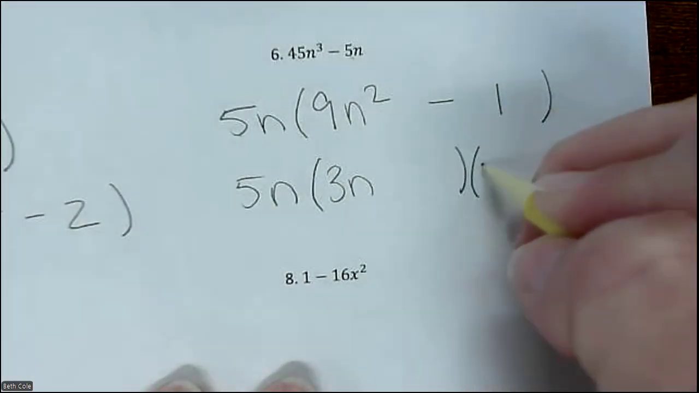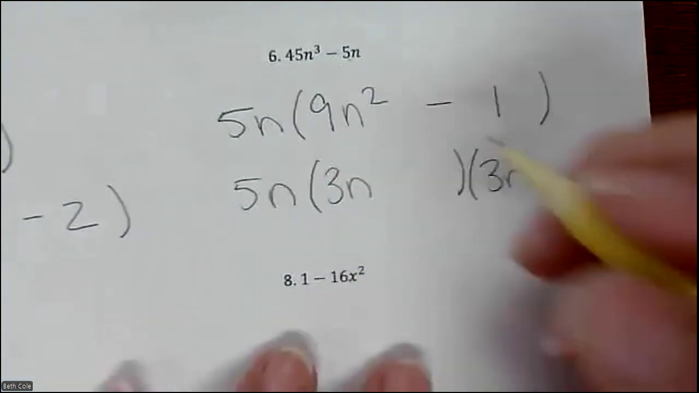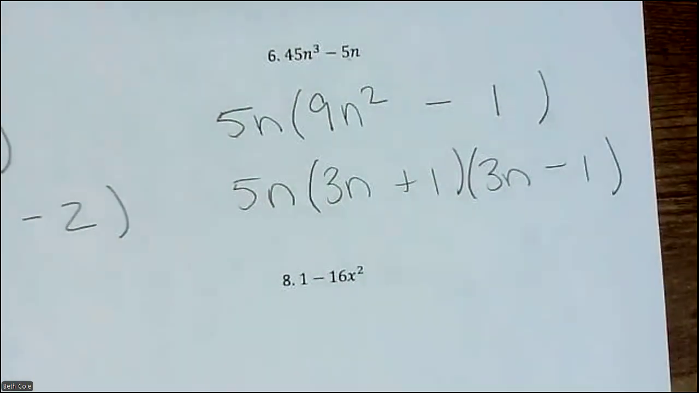Good. You got 3N and 3N. 3 times 3 is 9. And +1 minus 1. Good job. That's a really hard problem, and that didn't really stumble you guys at all, so nice job. How many more of these? Yeah, we'll do a couple more, and then I'll give you a break, all right?